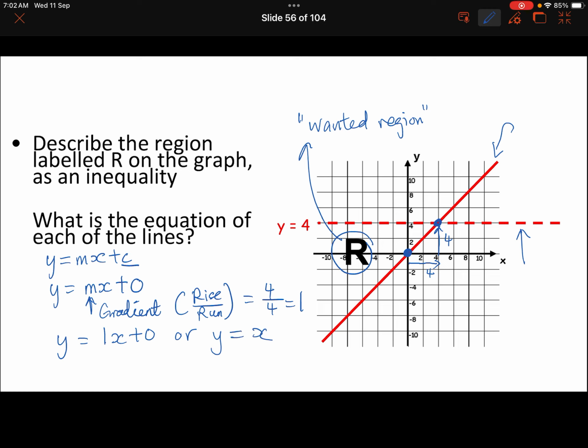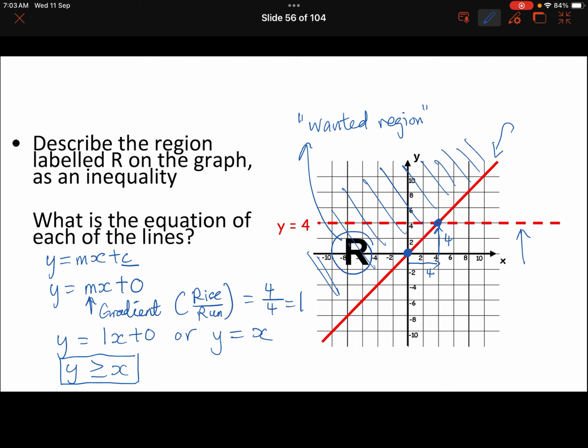or generally you could just write this as y equal to x. But this is only the equation of the straight line graph, and we need to consider where R, the region, is. Since the region is actually above the line, and we're looking at this portion of the region which I'm shading as the wanted region, the inequality is going to be y greater than or equal to x. Remember we have to put the equal sign because the line is a solid line.